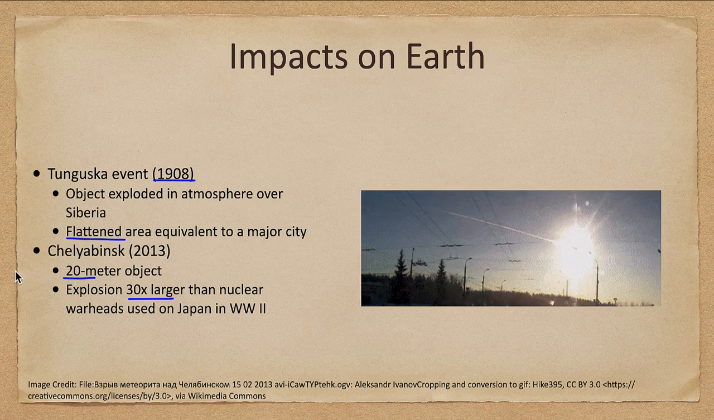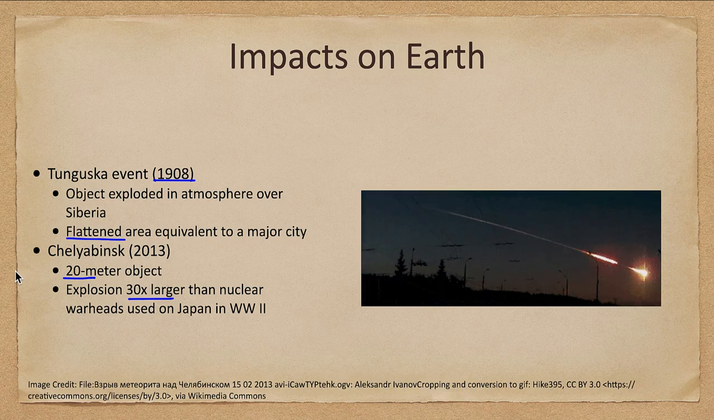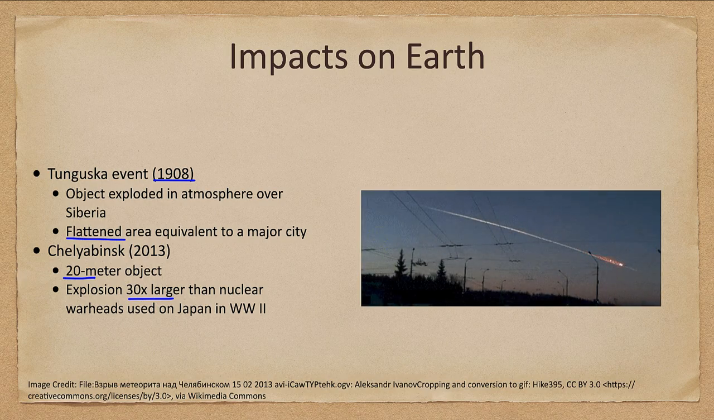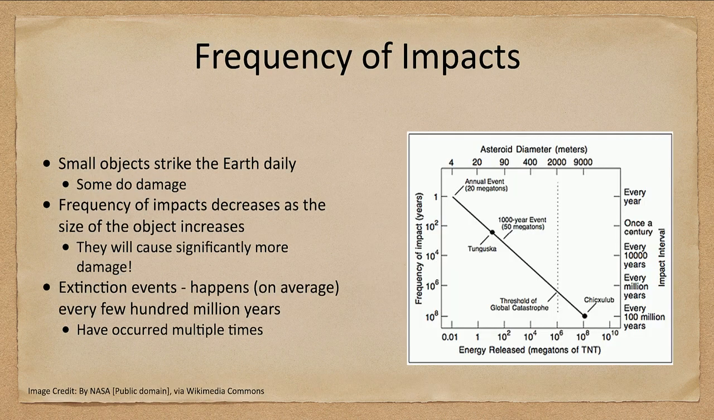So a 20 meter object that had not broken up in the atmosphere and struck the ground could cause significant damage. Now, how often do these impacts occur? Well, daily we get hit by various objects. Some will do damage. Others fall harmlessly in the ocean. The frequency will decrease as the size of objects increases.